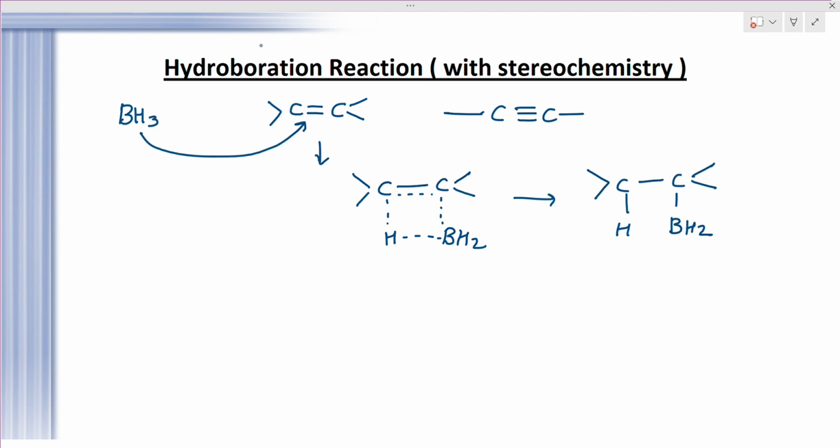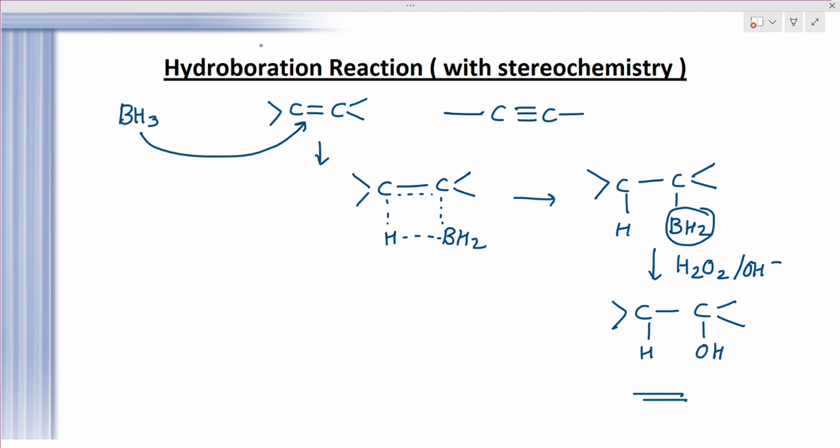But this is not the final product. Actually this reaction is accompanied by treating it with H2O2 in the presence of OH minus, so that this BH2 group is now changed by an OH group, and this happens with retention of configuration. I am firstly telling you the general reaction, then we will see the stereochemistry. So this BH2 is now changed by OH, and we are getting an alcohol like this.